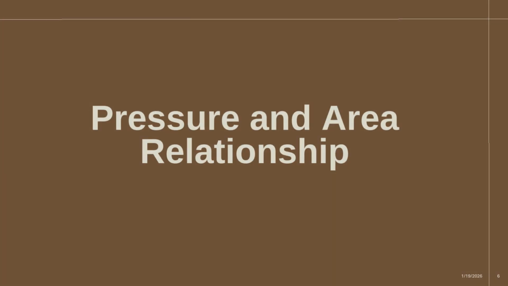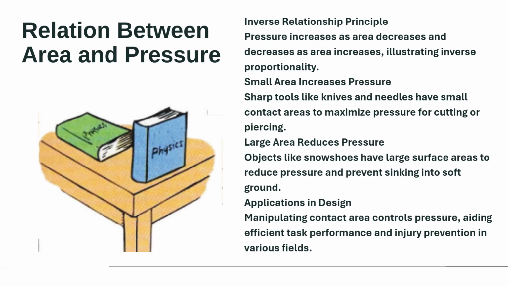Relation between area and pressure. The relationship between area and pressure is inversely proportional. As the area decreases, pressure increases, and as the area increases, pressure decreases. This principle is fundamental in understanding why certain objects are designed with specific shapes and sizes. For instance, sharp tools like knives and needles have very small contact areas to maximize pressure and make cutting or piercing easier. Conversely, objects like snowshoes are designed with large surface areas to minimize pressure and prevent sinking into snow.